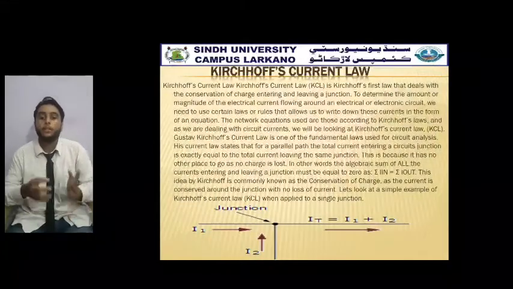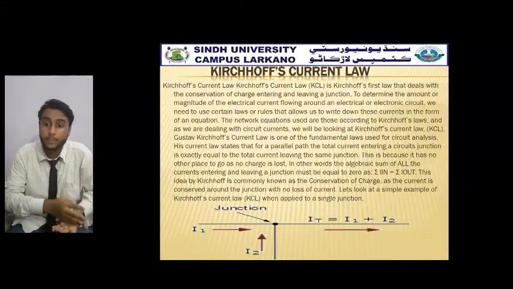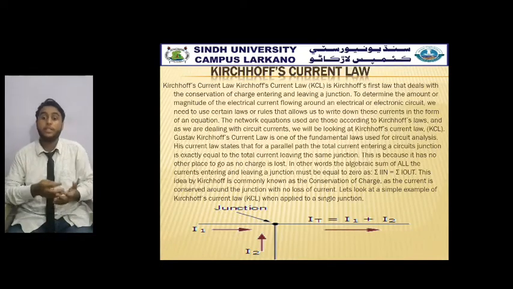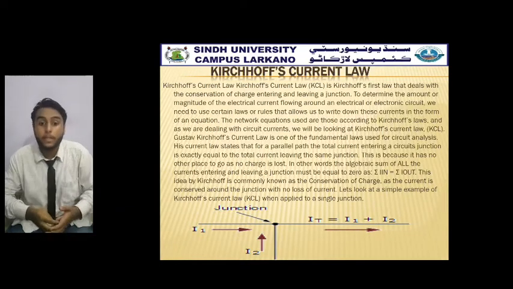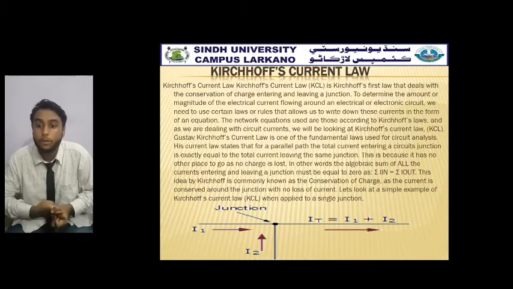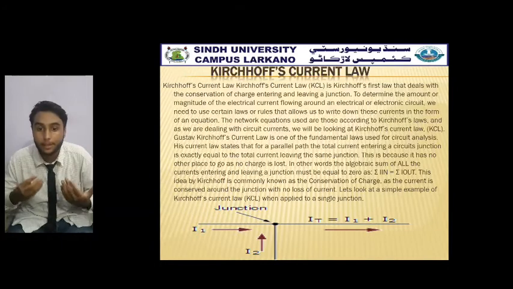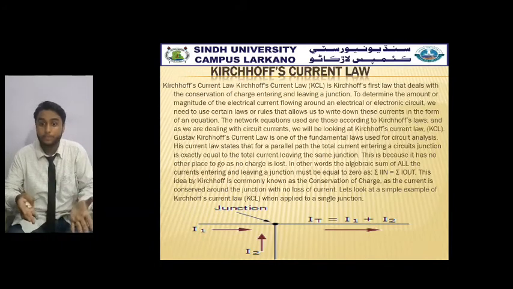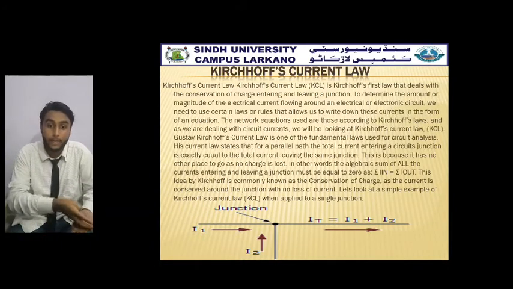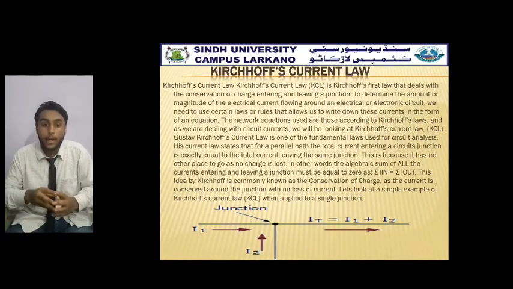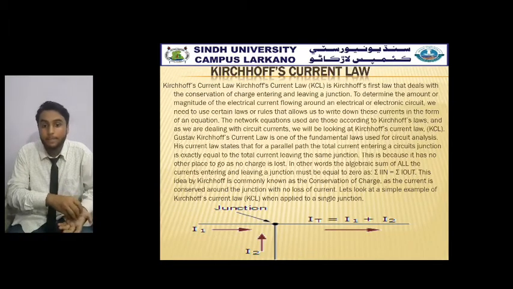Kirchhoff current law. Kirchhoff's current law, KCL, is Kirchhoff's first law that deals with the conservation of charge entering and leaving a junction. To determine the magnitude of the electron current flowing around an electrical circuit, we need to use Kirchhoff's laws, which allow us to write down those currents in the form of an equation. The network equations are used according to Kirchhoff's law when we are dealing with the circuit current.